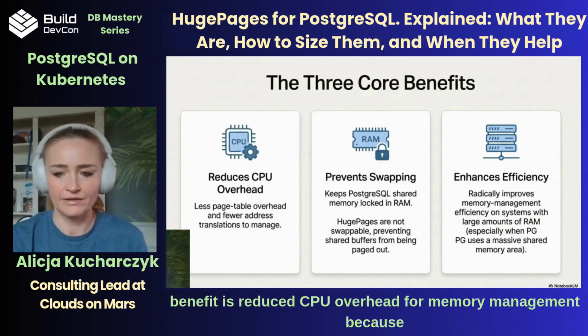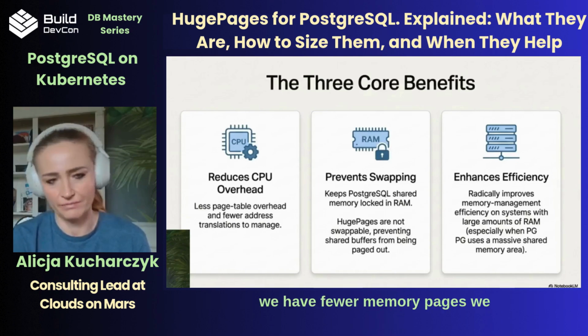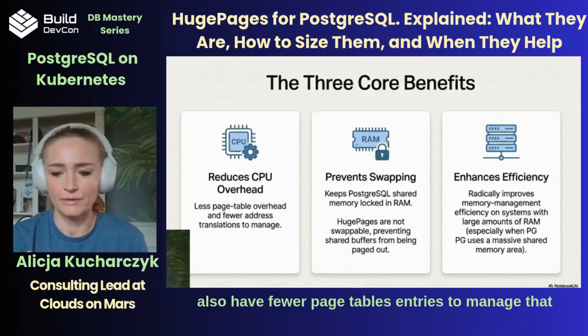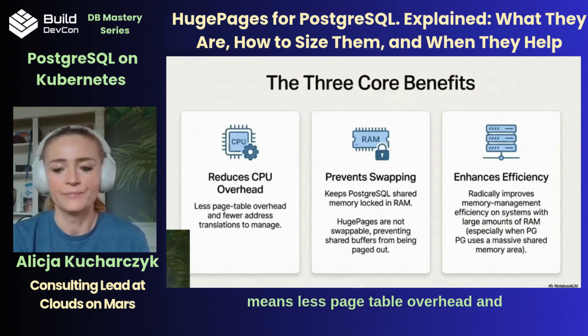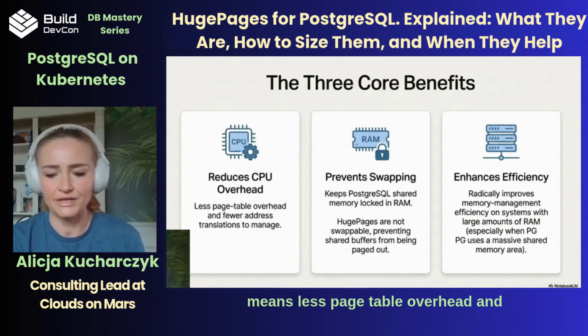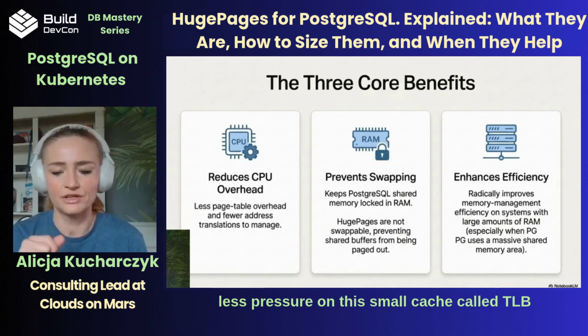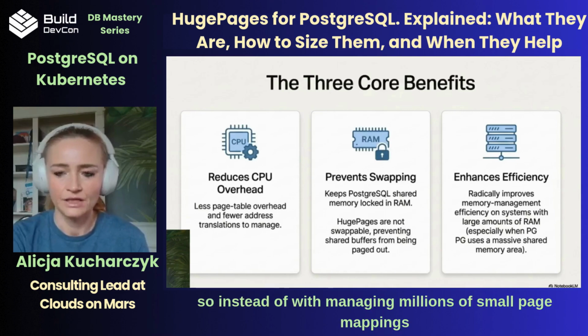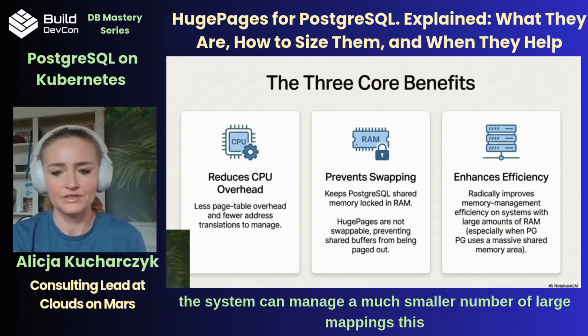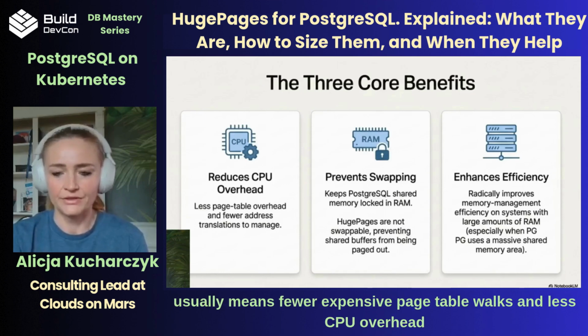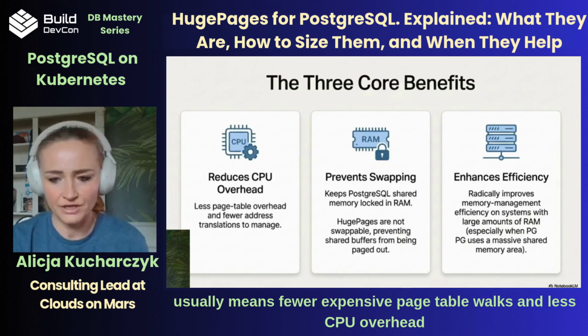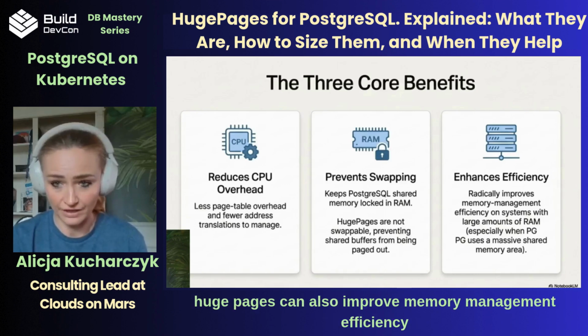Another benefit is reduced CPU overhead for memory management. Because we have fewer memory pages, we also have fewer page table entries to manage. That means less page table overhead and less pressure on this small cache called TLB. So instead of managing millions of small page mappings, the system can manage a much smaller number of large mappings. This usually means fewer expensive page table walks and less CPU overhead.